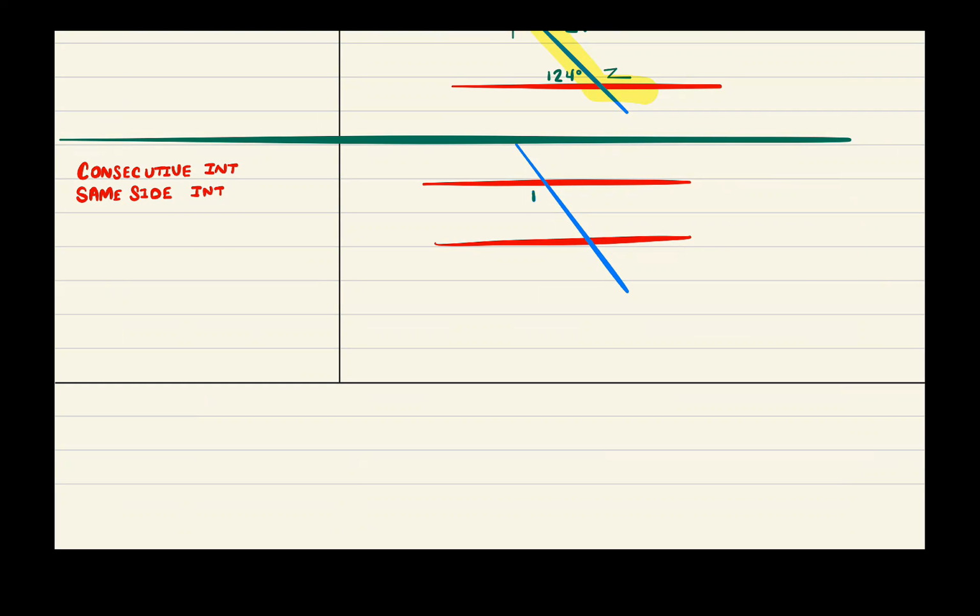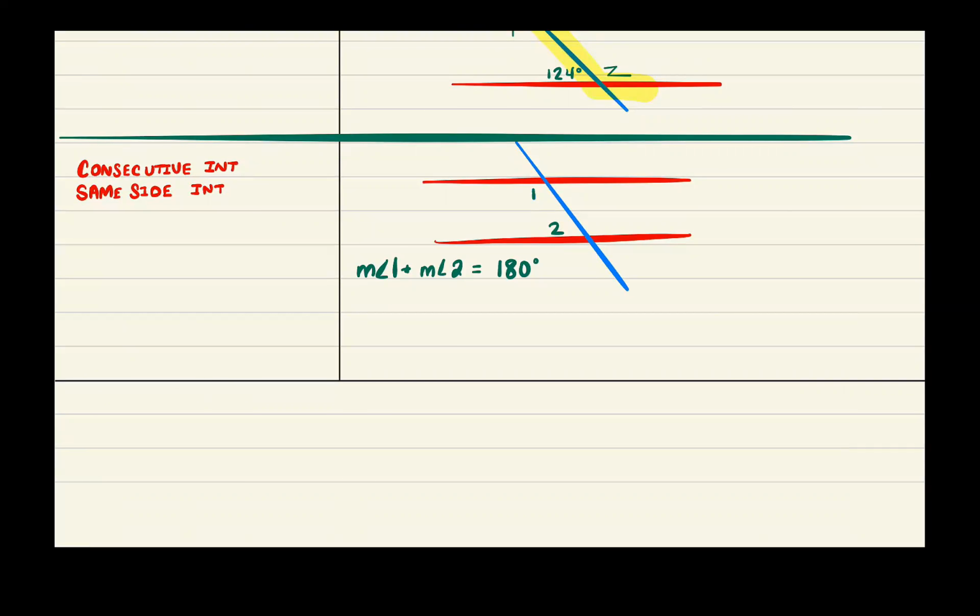So we've got angle 1 and angle 2. How are these angles related? They are supplementary. What does it mean to be supplementary? The measure of angle 1 plus the measure of angle 2 equals 180. So mathematically, what would that look like? The measure of 1 plus the measure of 2 equals 180. This is our only supplementary rule.